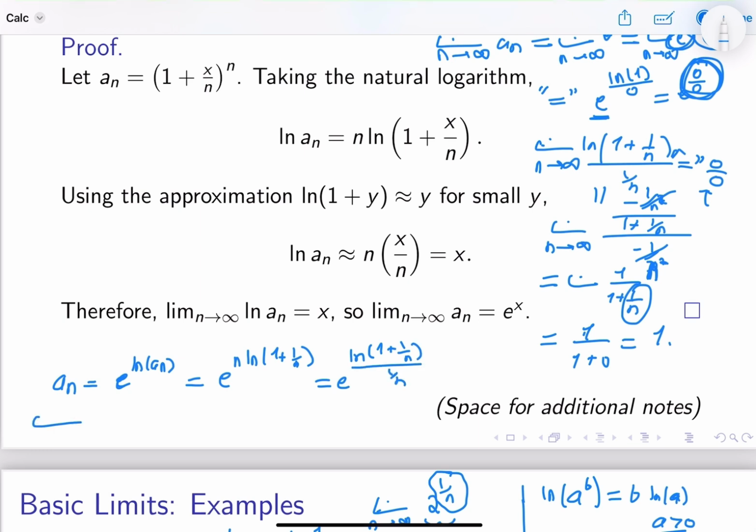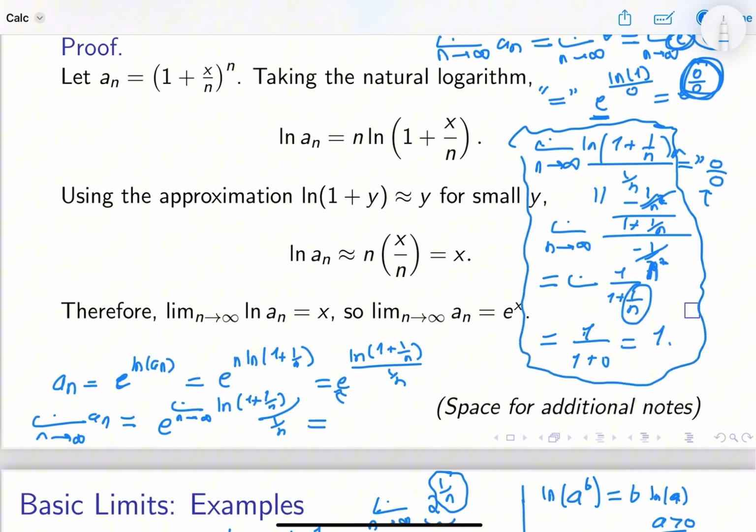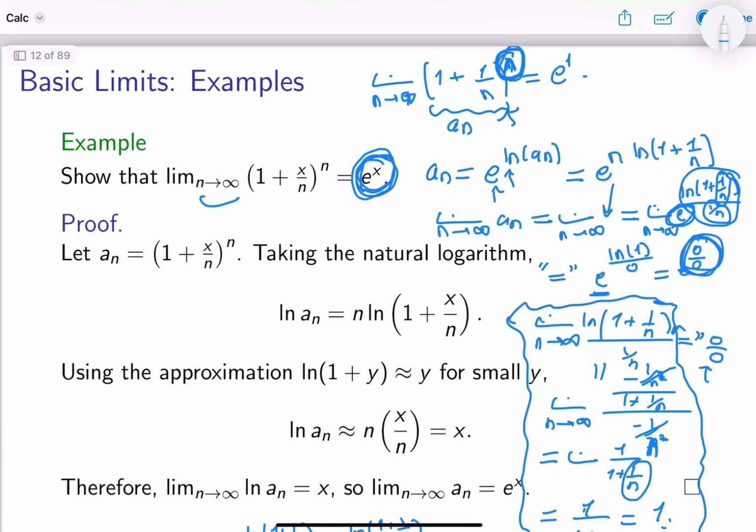And then we said that the limit of a_n as n tends to infinity, since the exponential function is continuous, we can pass the limit to the exponent. This is the limit of this, right? And we just computed what this limit is. We just computed it over here, and it is 1, right? So this is going to be e to the 1, as we claimed over here. It's e to the 1.